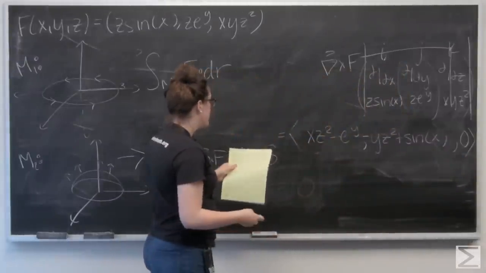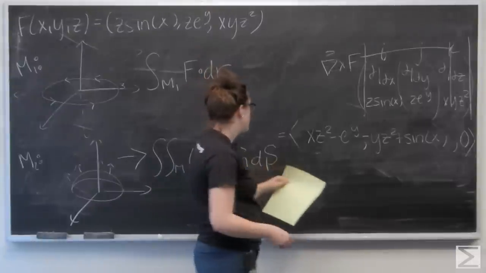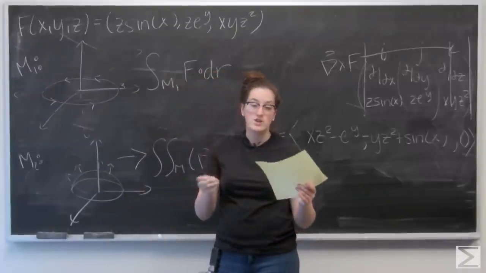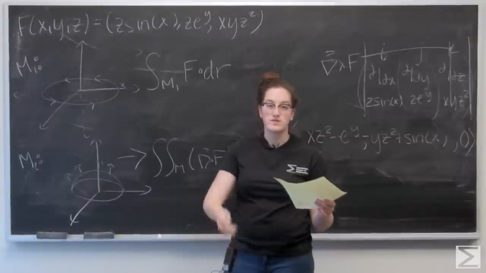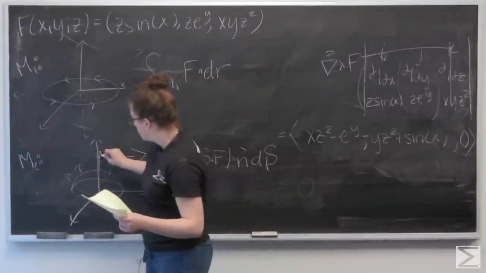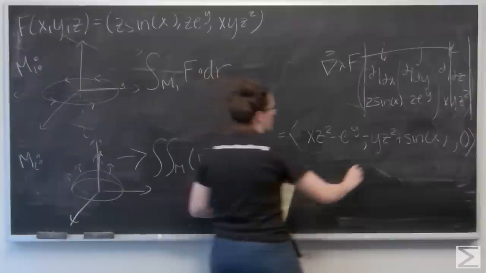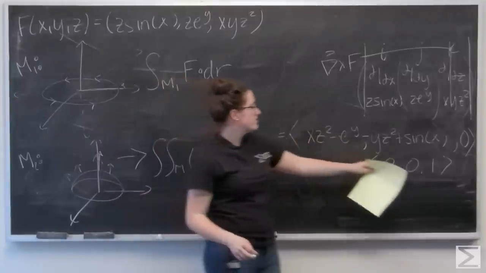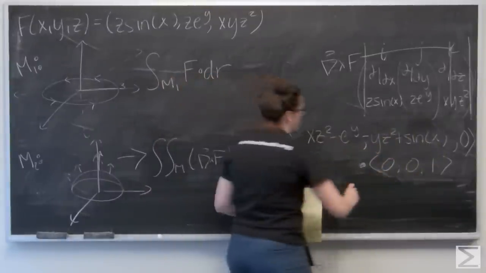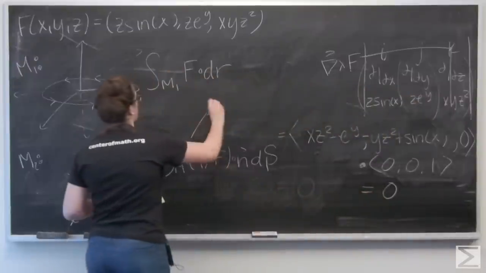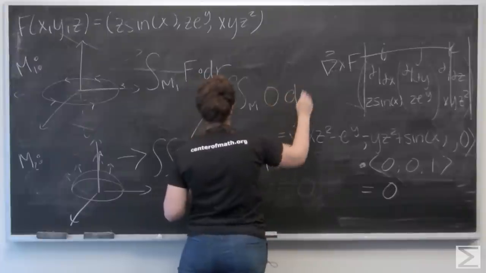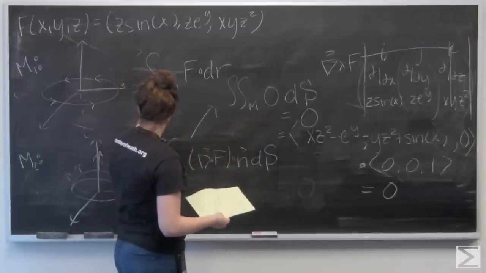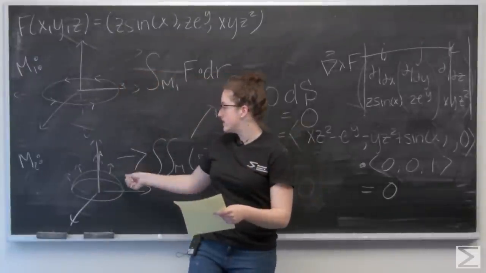Okay. And now I need to find a normal vector. So I can take its dot product with this and I can integrate. Well, I know I'm oriented upward, so the I and J components of the normal vector are just going to be 0. And the K component is just going to be 1, pointing straight up. So I need to take that dot product. So I have 0 plus 0 plus 0. So I'm just integrating 0 over m, which gives me 0. So the line integral of f along m1 equals 0, as well as the flux of f through m2.